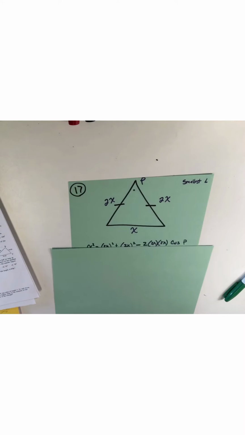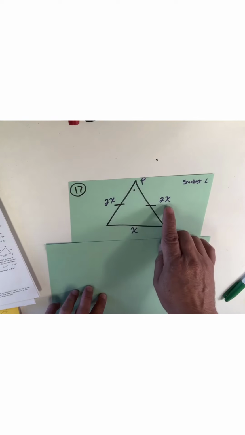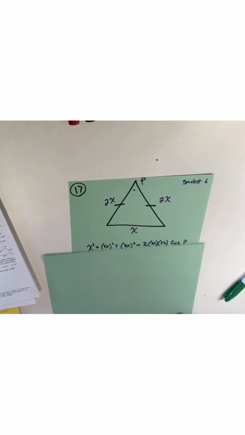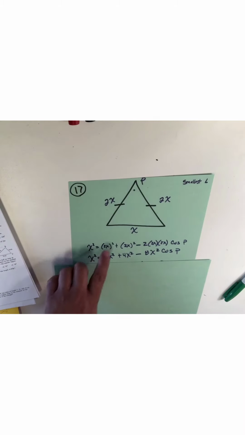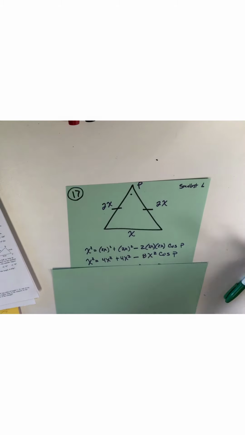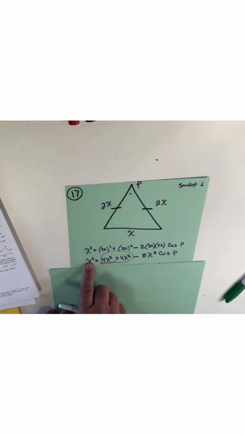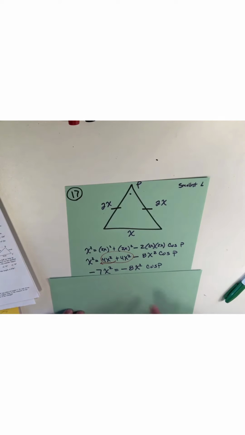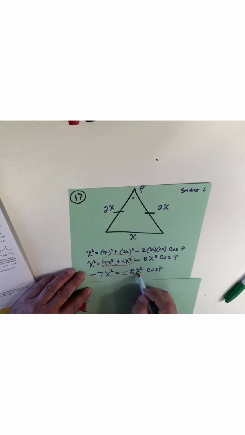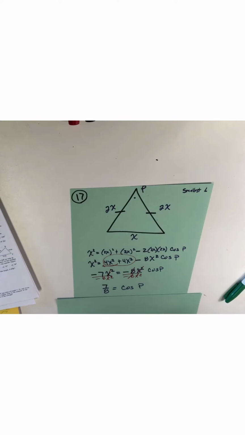So all you have to do is start with little x squared is equal to 2x squared plus 2x squared minus 2 times 2x times 2x cosine of P. All right, so I did it all right there. When you square everything, this gives me x squared, that gives me 4x squared, and this is 8x squared. Then you are going to move all of these x squareds over to the other side. Well, 8x squared take away from 1x squared is -7x squared. And when you divide both sides by -8x squared and cancel everything, you're going to end up with a cosine of P is equal to 7 over 8.